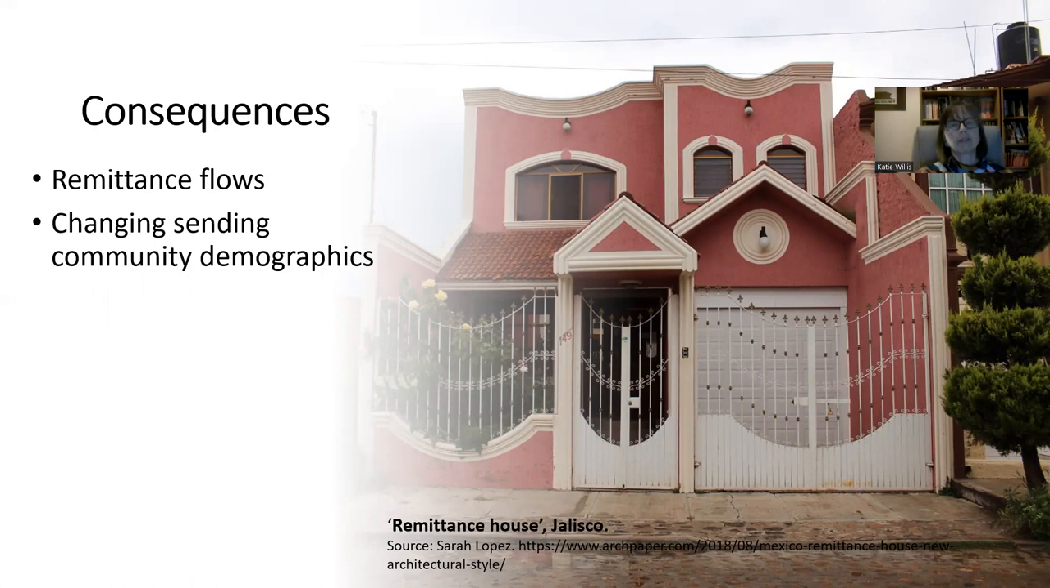There also may be consequences for sending communities' demographics. For example, rural communities in southern Mexico have very few people living there, apart from younger children and the elderly or the infirm, because adults who are healthy enough to migrate have migrated away, either elsewhere in Mexico or to the US. That means the demographic profile in your sending communities is very different. Or it might mean that men are more likely to go, meaning that women take on more decision-making power in a community.